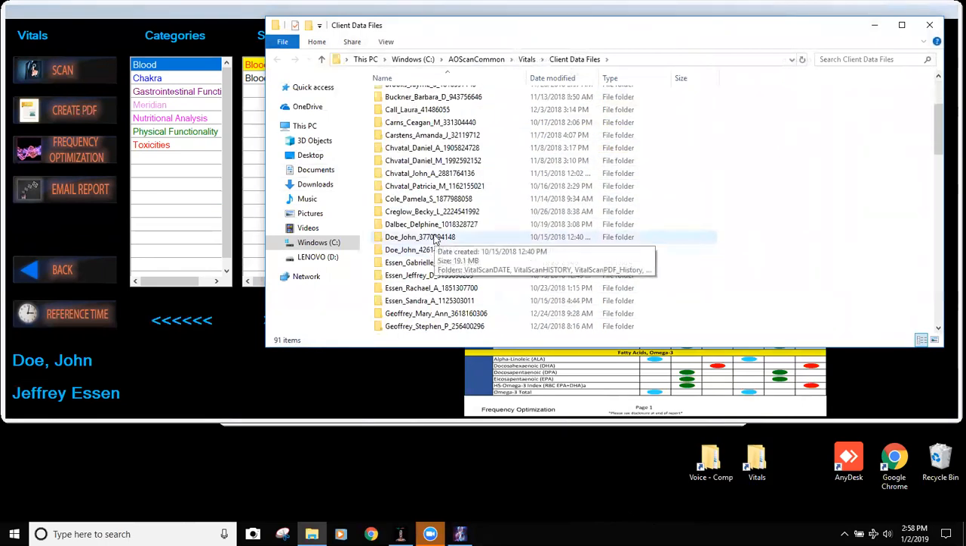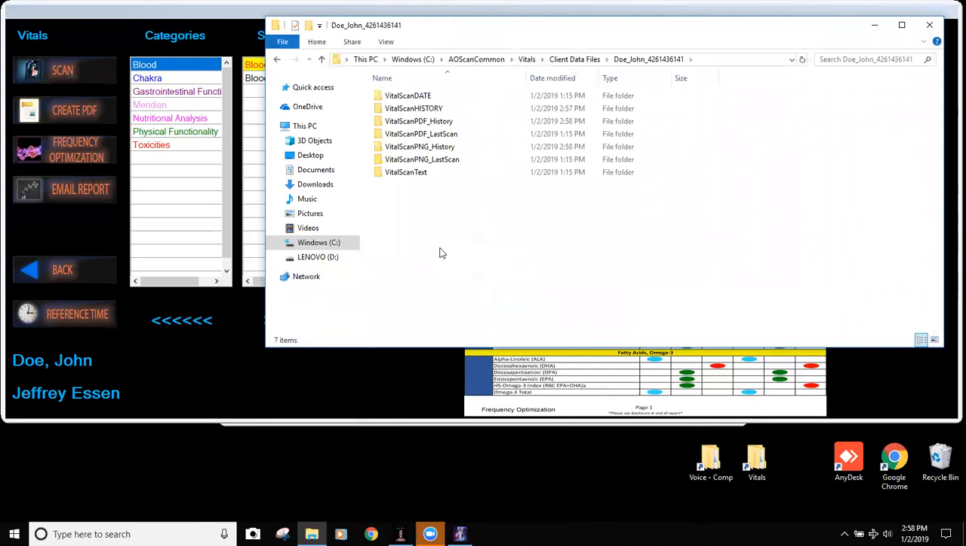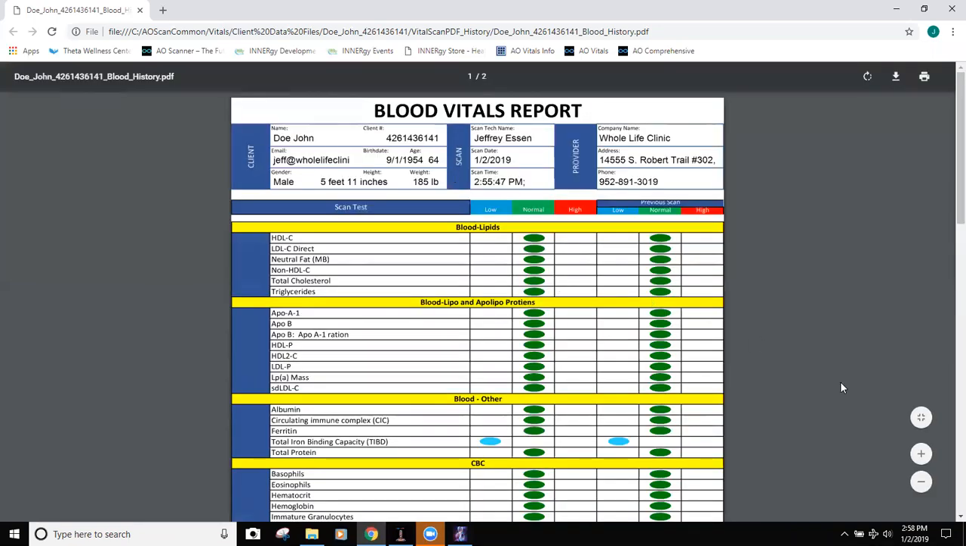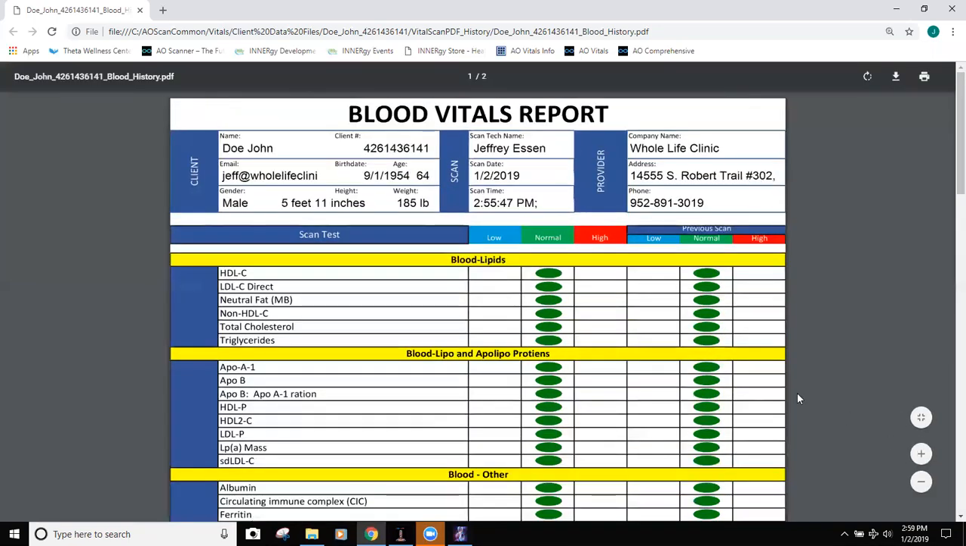There's John Doe, and we worked with him today. Now, then we go to VitalScan PDF history. We open that, and here's all the scans that we did today. So now when we open this up, we're going to get a much better view, much more manipulatable. We can even pop in on it like that.